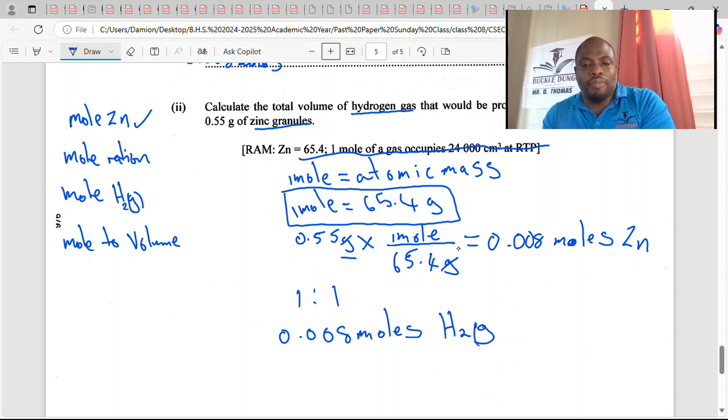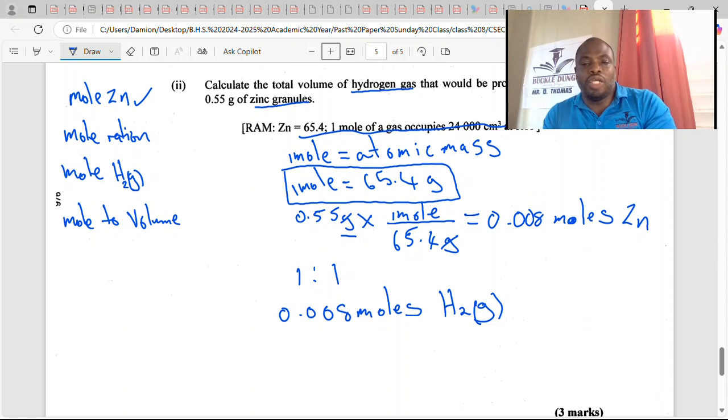And so what's the next step? We need to now convert this mole of hydrogen gas to volume. What's the relationship? They would have given us the concept of the condition, which is RTP. And we know 1 mole of any gas at RTP occupies 24,000 centimeter cube. But I did not have 1 mole. I have 0.008 moles.